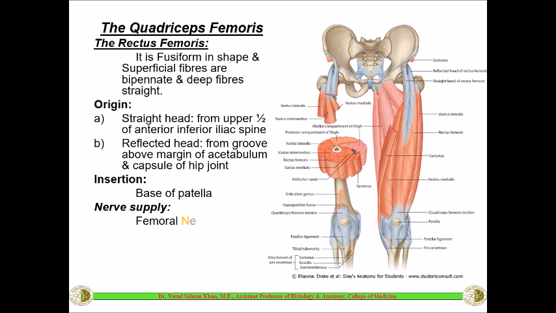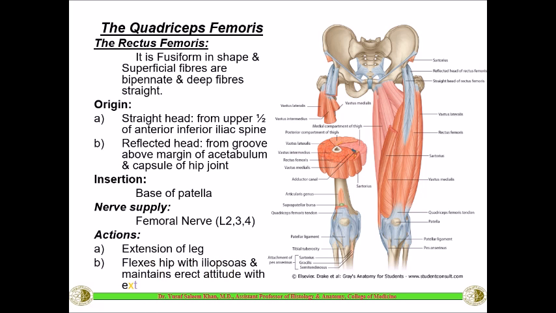Nerve supply, as you know already, is by the femoral nerve. Root values L2, L3 and L4. The actions: one is, as you know, the extension of the knee joint, because it is the muscle of the extensor compartment, so it indicates that it is the extensor of the knee joint. So it helps in the extension of the leg, and also a weak flexor of the hip joint. So it flexes the hip along with the iliopsoas, as well as maintains erect attitude with extensors.